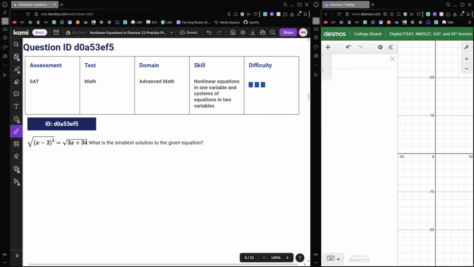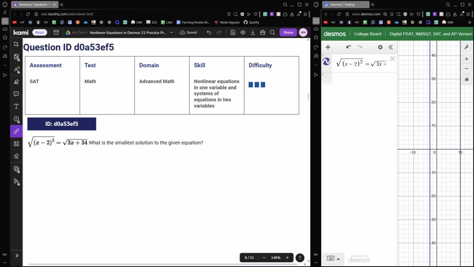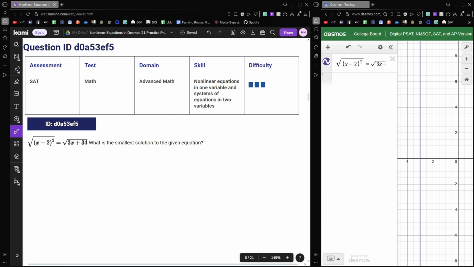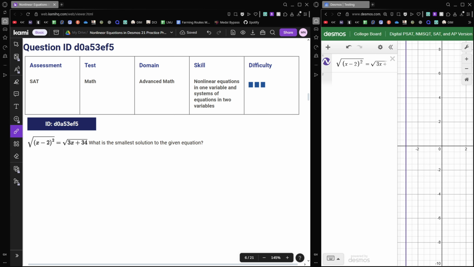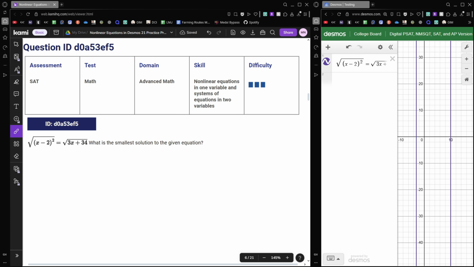Question number 6. What is the smallest solution to the given equation? Let's go ahead and just type that in Desmos. The square root of (x minus 2) squared is equal to the square root of 3x plus 34. And now we have two solutions. We have this one in the negatives, which is negative 3. And then we have this one in the positives, which is positive 10. What is smaller, negative 3 or 10? Alright, our answer is negative 3.